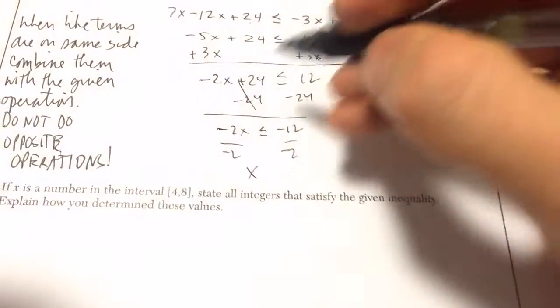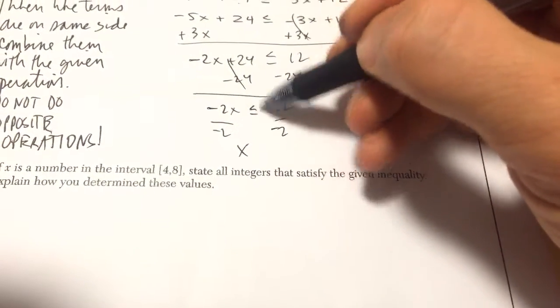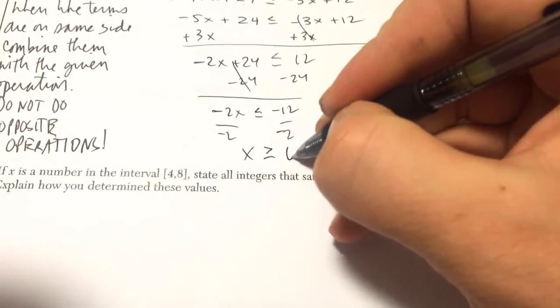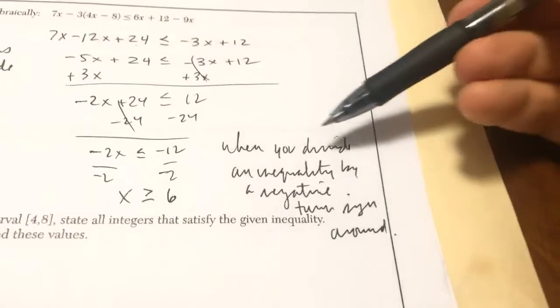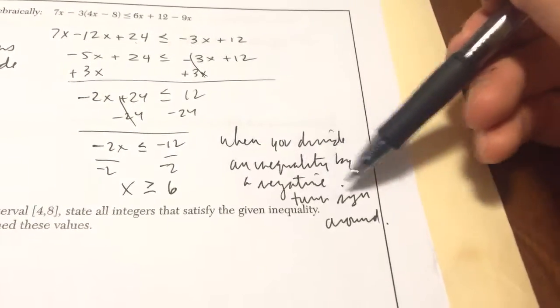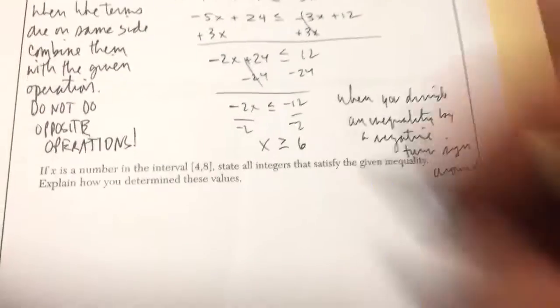Now remember, when you divide by a negative number, you have to switch the sign around. When you divide an inequality by a negative, turn the sign around. Okay, so this is your answer.